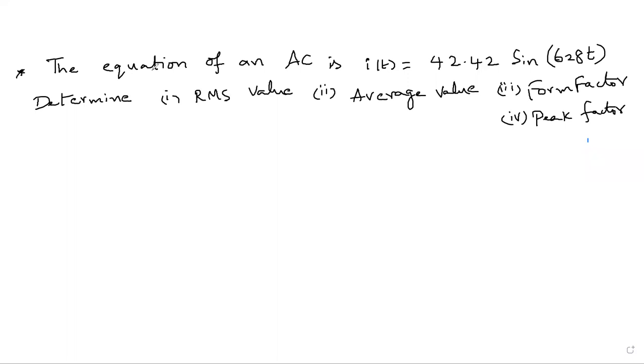Note down, all of you. The equation of an AC is given as i(t) equal to 42.42 sin(628t). Now they are asking to determine the values of RMS, average, form factor, and peak factor. Now tell me, what are the formulas?